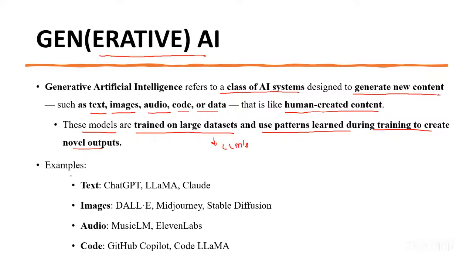Examples of generative AI: to generate text data, we regularly use ChatGPT, Llama from Facebook, and Claude from Anthropic. For image generation, most people use DALL-E, Midjourney, and Stable Diffusion. If you want to work with audio, the most important one is ElevenLabs, which is very useful in real-time applications, as well as MusicLM. If you want to generate source code, you may use GitHub Copilot or Code Llama.